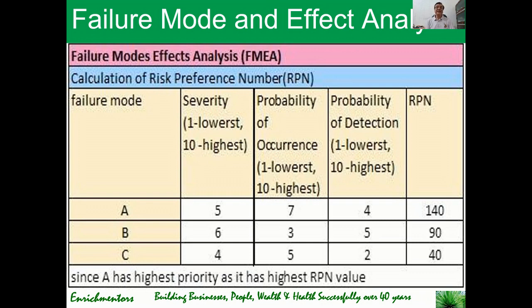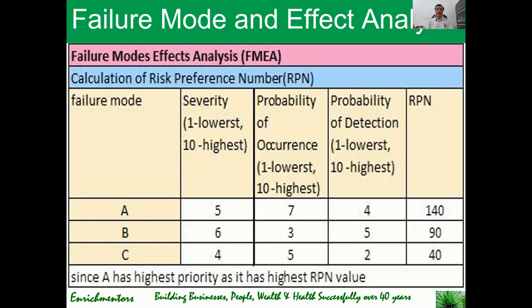Let's say A, B, and C, and then on each of these, you say, okay, what is the severity? 10 being highest, 1 being lowest. How do I rate the severity of the impact of the failure mode happening? What is the probability of occurrence? And what is the probability of detection? And like this, you do it in a group to arrive at a consensus for the A, B, C failure modes.